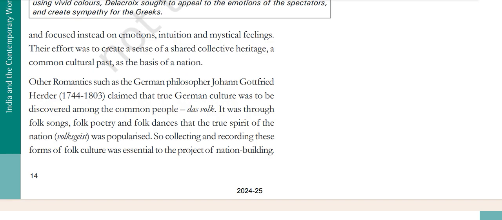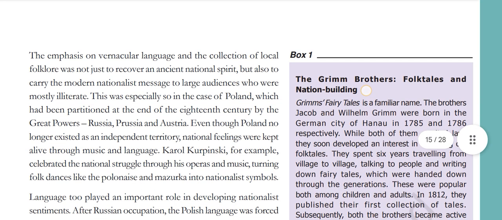Das Volk. It was through folk songs, folk poetry, and folk dances that the true spirit of the nation, Volksgeist, was popularized. So, collecting and recording these forms of folk culture was essential to the project of nation building. The emphasis on vernacular language and the collection of local folklore was not just to recover an ancient national spirit, but also to carry the modern nationalists' message to large audiences who were mostly illiterate.